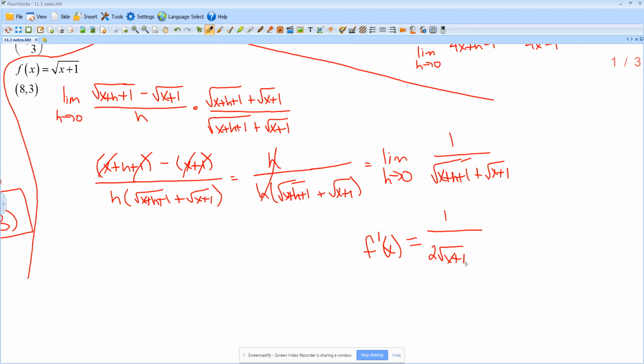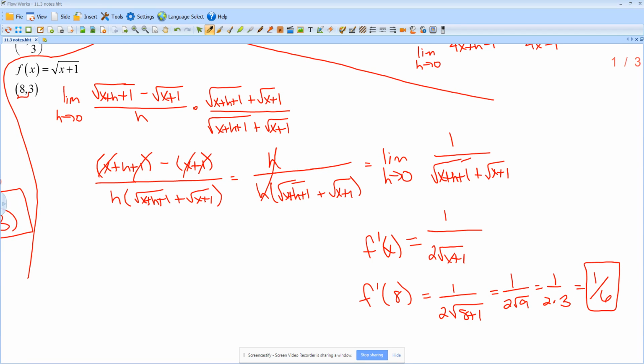This is x plus 1. I'm looking for the derivative at x being 8. So f prime of 8 is 1 over 2 square root of 8 plus 1, which gives me 1 over 2 times square root of 9, which is 1 over 2 times 3. So the derivative at that point is 1/6, which is again giving me the slope of the tangent line.